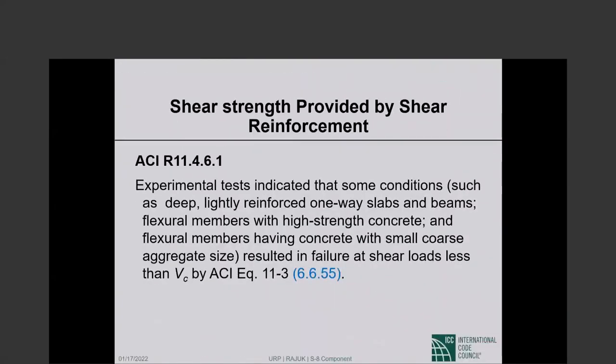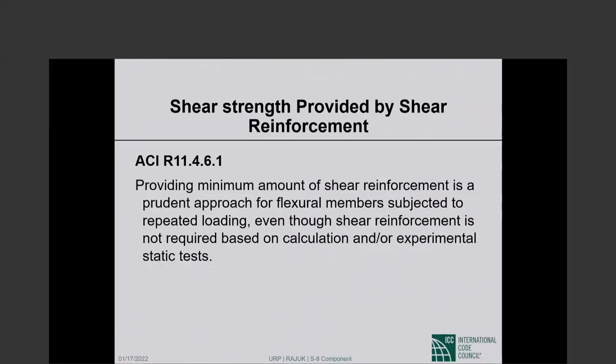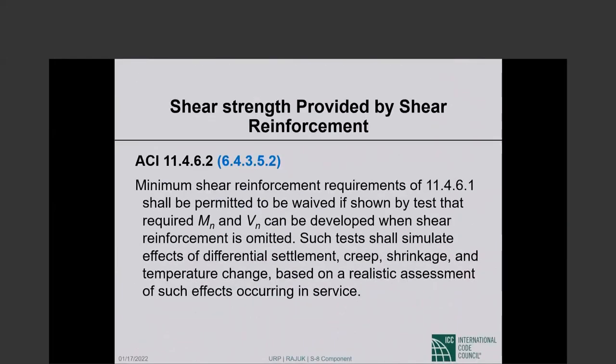So there are certain things for which we do not need minimum shear reinforcement unless the V sub u exceeds phi times V sub c. Experimental tests indicated that some conditions, such as deep, lightly reinforced one-way slabs and beams, flexural members with high-strength concrete, and flexural members having concrete with small coarse aggregate size, resulted in failure at shear loads less than V sub c, and this is why most of the time we provide shear reinforcement as soon as V sub u exceeds 1/2 of phi V sub c. Providing minimum amount of shear reinforcement is a prudent approach for flexural members subjected to repeated loading, even though shear reinforcement is not required based on calculation and or experimental static tests.